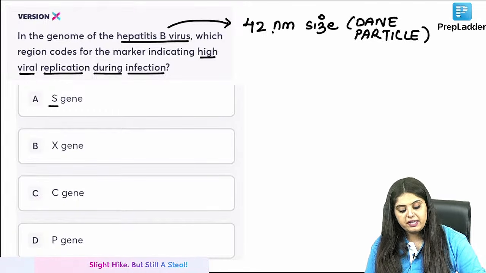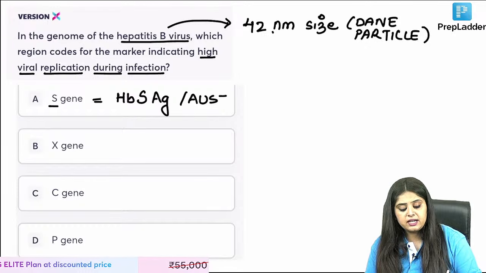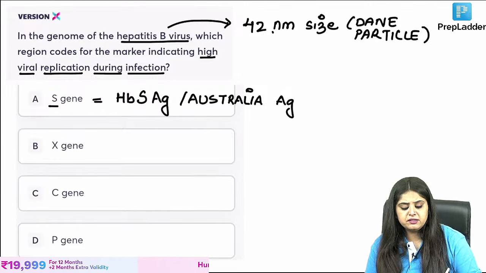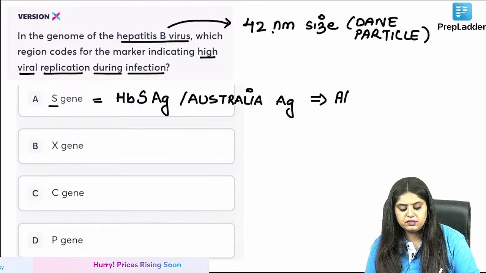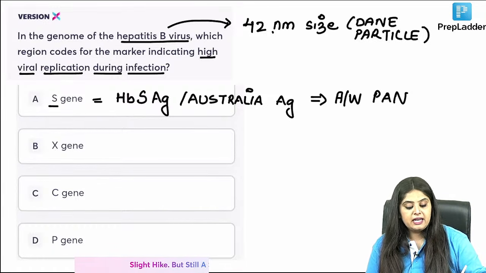Now it is made up of S gene. What is S? S is surface. It is going to make the surface antigen. Another name for surface antigen is Australia antigen. If I remember, there was one vasculitis in pathology which was caused by surface antigen, and if you remember, that was associated with polyarteritis nodosa. Link questions, you've read them.